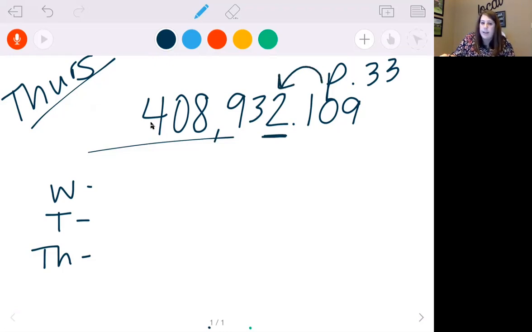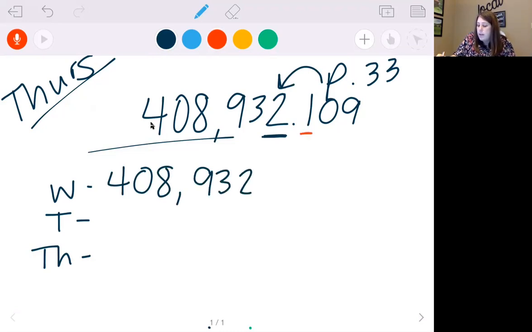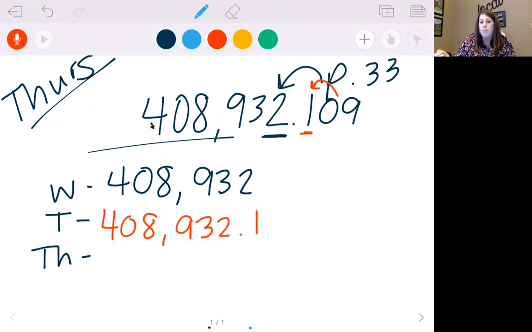Our tenths place is going to tell us what to do with that whole number. A 1 makes a 2 stay the same because this 1 is less than 5. So my nearest whole number would be 408,932. Okay, let's look at our tenths. This is my tenths place. That 0 tells me that that 1 needs to stay the same. So my tenth would be 408,932 and 1/10. Keep that 1, everything else goes away.